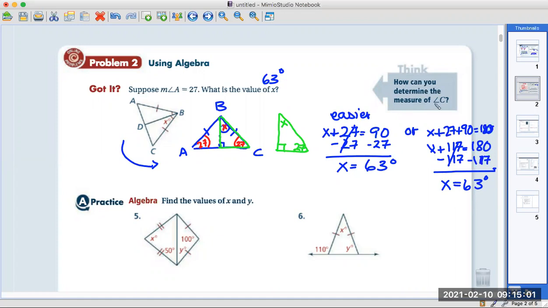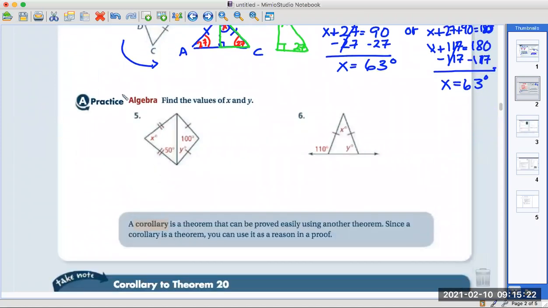How can you determine the measure of angle C? That's the question here. So this is always a good thing to look at. It's the same as angle A because they're base angles. Okay. And moving on, these are not easy, so I want to do all of them. Make sure you understand what's going on or ask in class.